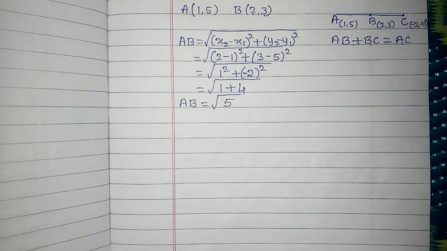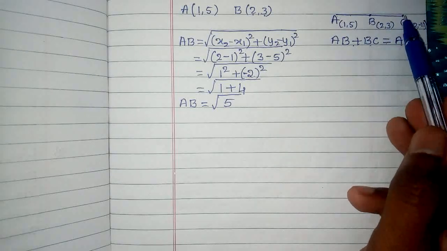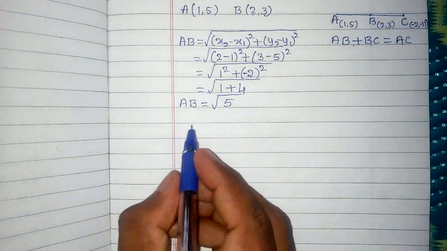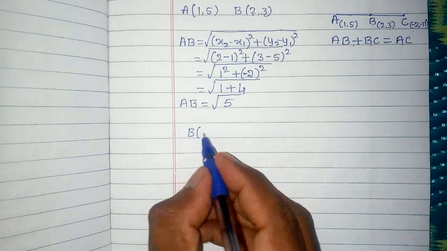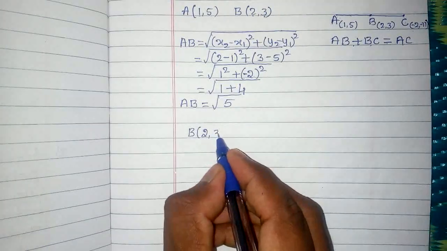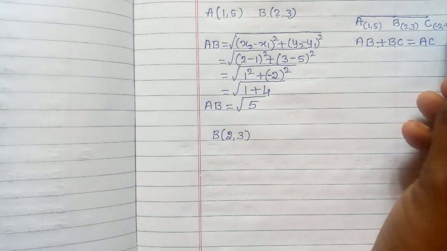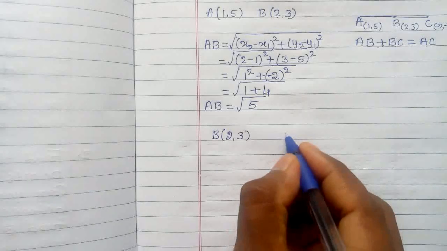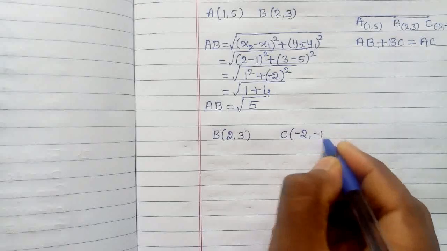Now similarly calculate the distance from point B to C. Now we have to calculate the distance of BC. B's coordinates are (2, 3), and C's coordinates are (-2, -11).